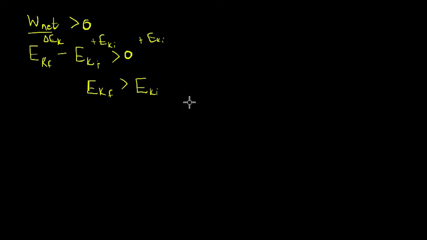Okay. Does that mean before I started applying the force, the object wasn't moving? No, it was moving. But now I'm making it move faster. So what is kinetic energy? It's half mass times velocity squared. In other words, half of my mass times my future velocity squared would be greater than half of my mass times my initial velocity squared.